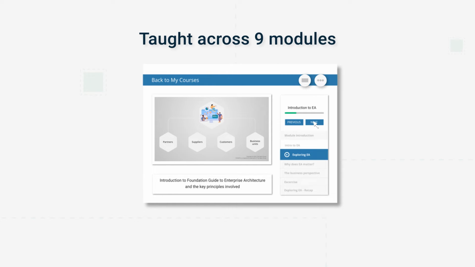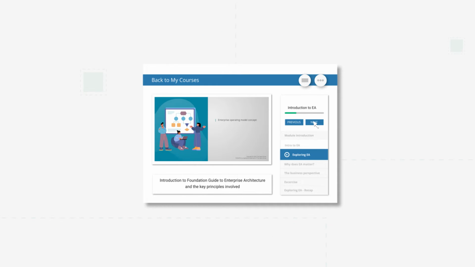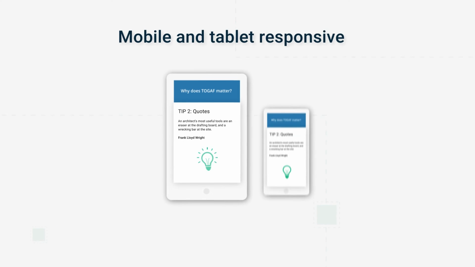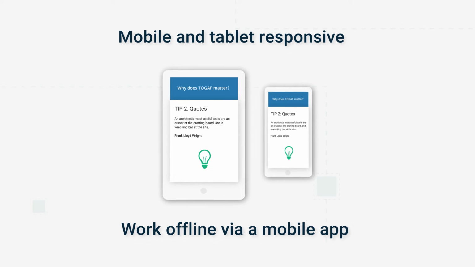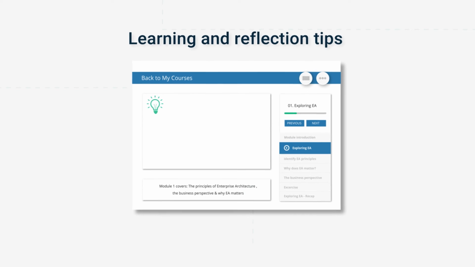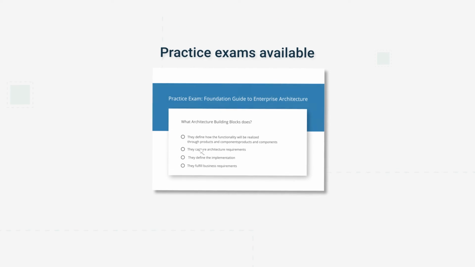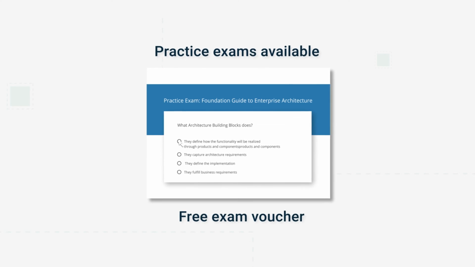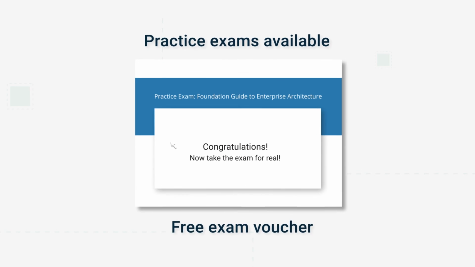Once you begin training, you will have access to over 10 hours of course material. Our courses are not only mobile and tablet responsive, but they can also work offline via a mobile app, which means you can study on the go, wherever you are. Learning tips are included to help you remember key points that will appear on exams, and we also provide downloadable exercises throughout the course. Practice exams are available for when you finish the course, and you can request a free exam voucher when you are ready to sit the official exam.